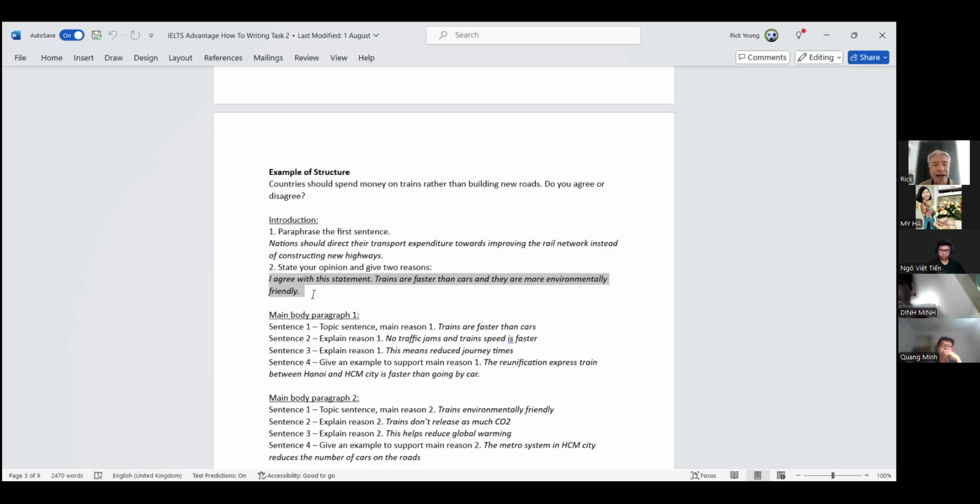Just read what I've highlighted, please, Ding Ming. Yes, I agree with this statement. Trains are faster than cars, and they are more environmentally friendly. Good, that is better, Ding Ming. I agree with this statement. Trains are faster than cars and they are more environmentally friendly. So that's why I think countries should spend more money on trains than building new roads, because trains are faster than cars, they are more environmentally friendly.